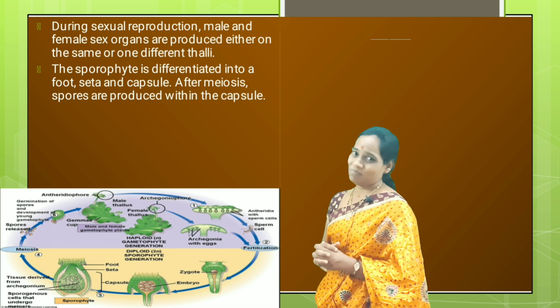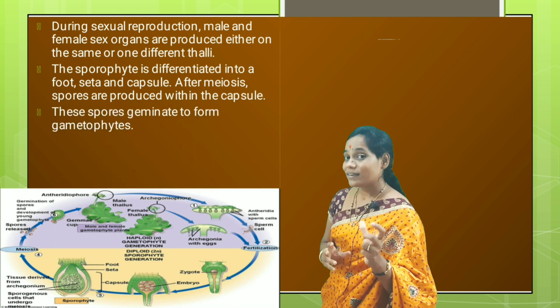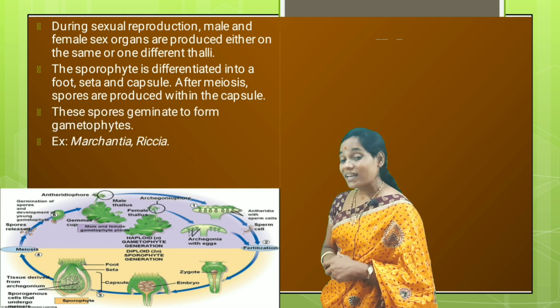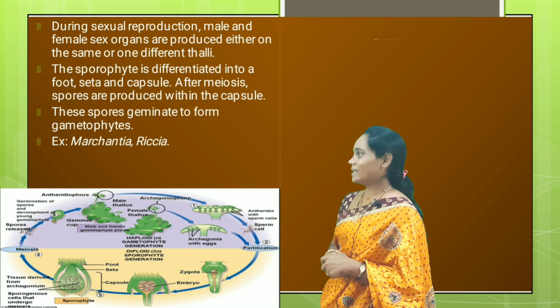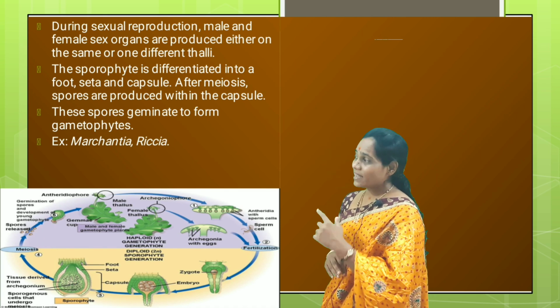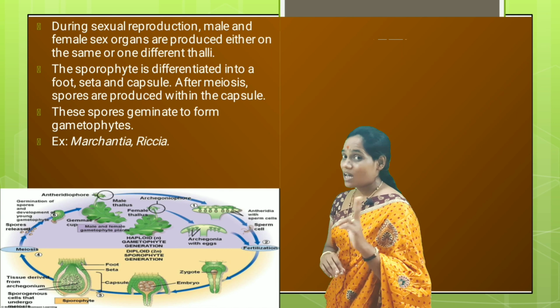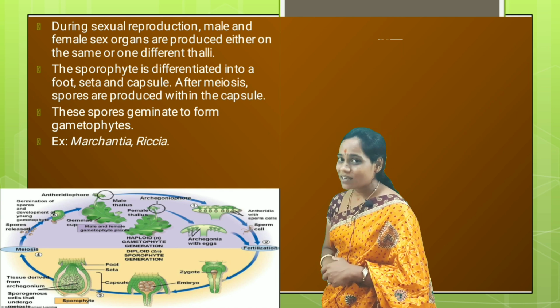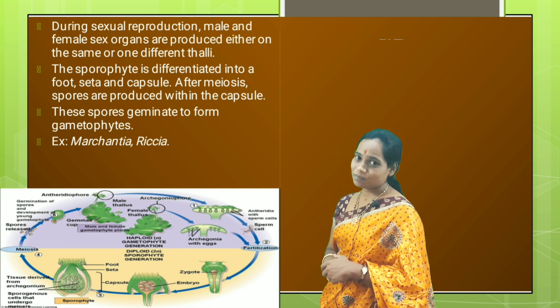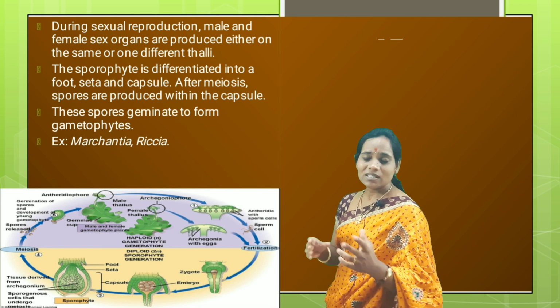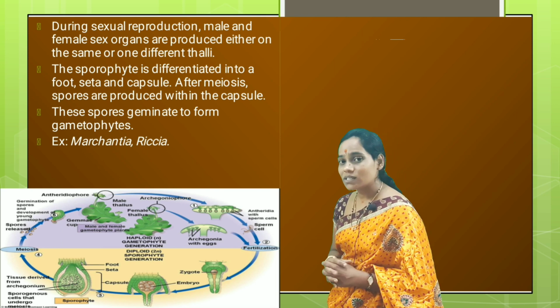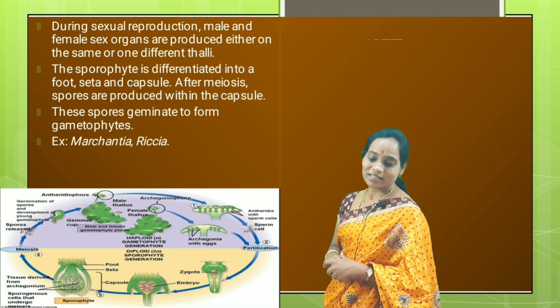To give some examples for liverworts, you can take Marchantia and Riccia. Marchantia and Riccia are the two plants coming under liverworts. This is all about the liverworts coming under bryophytes.